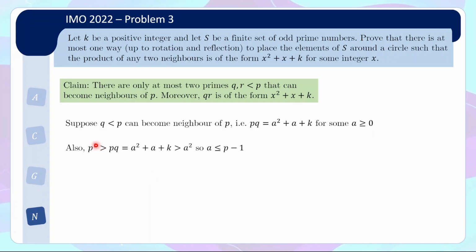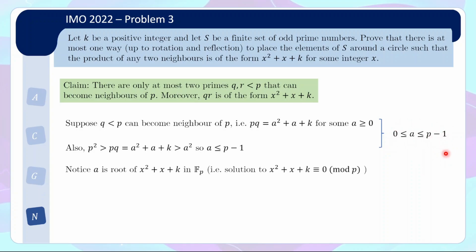And of course, because P squared is bigger than PQ, which is the expression here, which is bigger than A squared, A squared is less than P squared. So A is less than or equal to P minus 1. Putting these together, A is between 0 and P minus 1 inclusive. Now notice that if we take mod P, this basically says that A squared plus A plus K is congruent to 0 mod P. So A is a root of x squared plus x plus K in the finite field with P elements, which is really just a fancy way of saying that in modulo P, A satisfies the equation x squared plus x plus K congruent to 0 mod P.